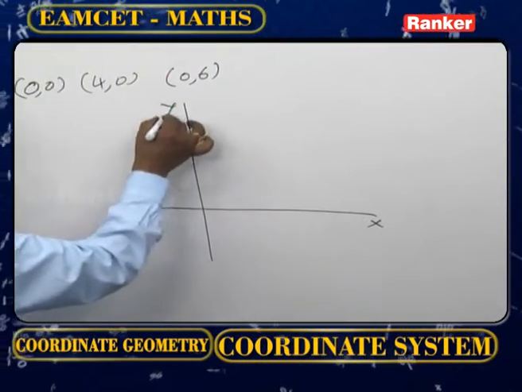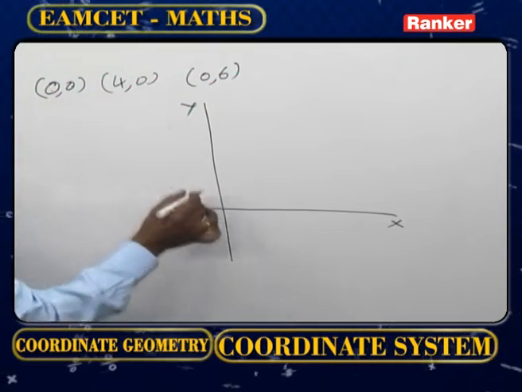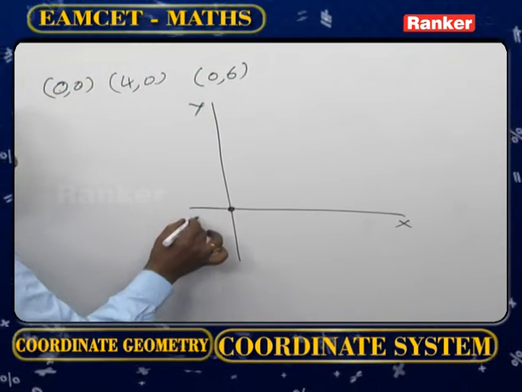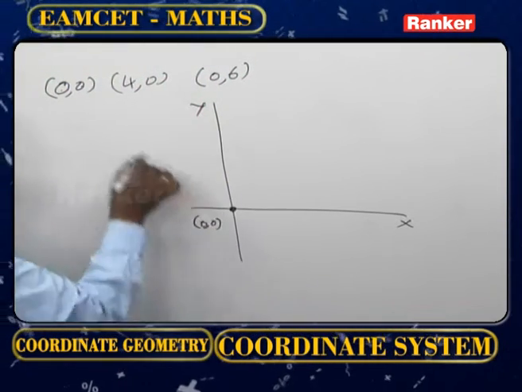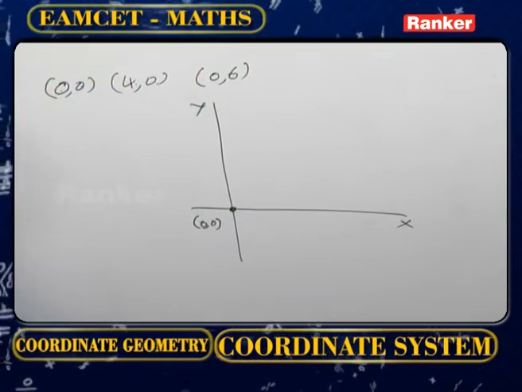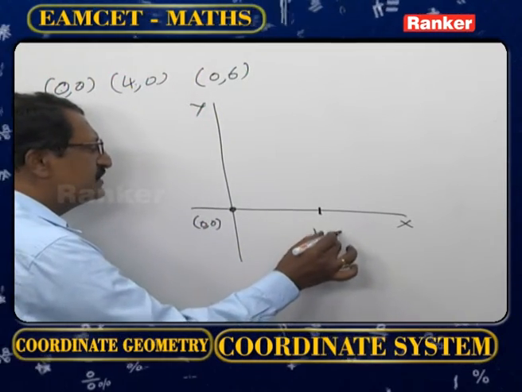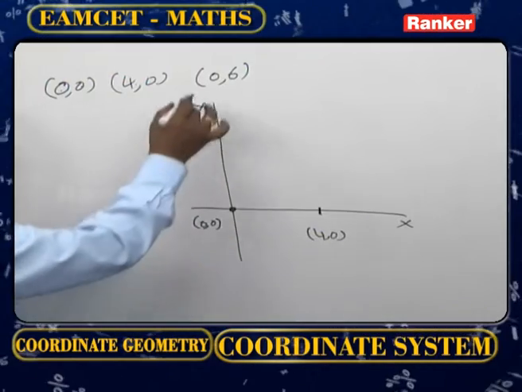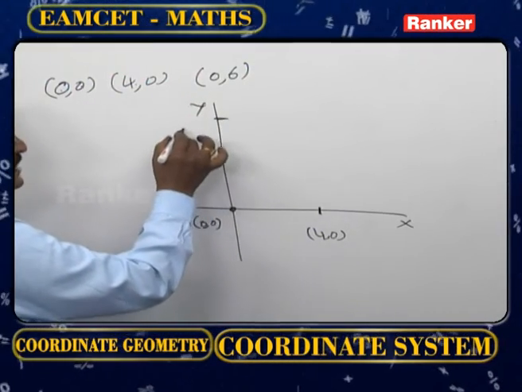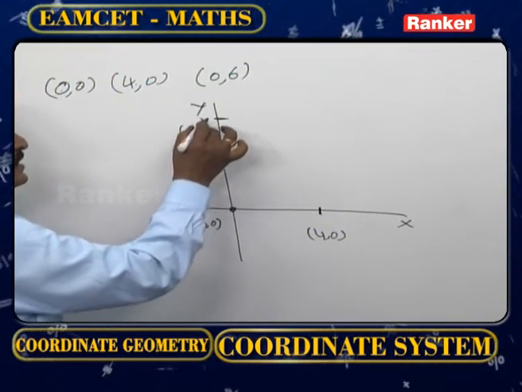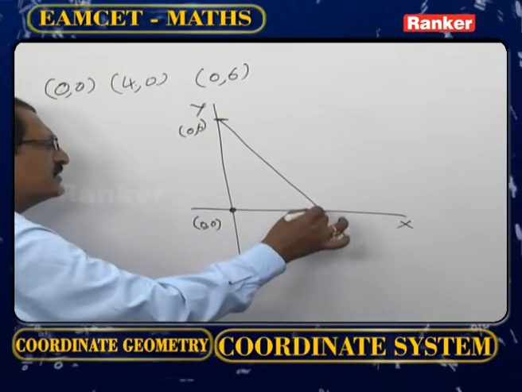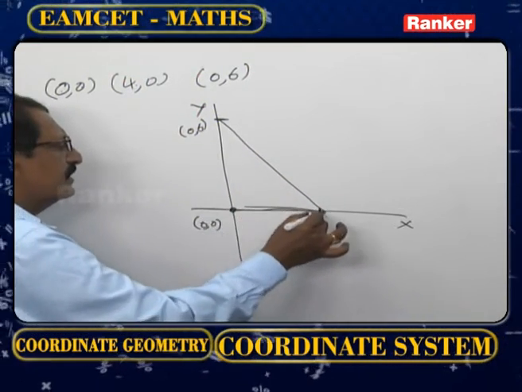X axis, y axis. First point 0, 0, origin. Second point 4, 0. The second point lies on the x axis. Third point 0, 6 lies on the y axis. Now the given 3 points form a right angle triangle.